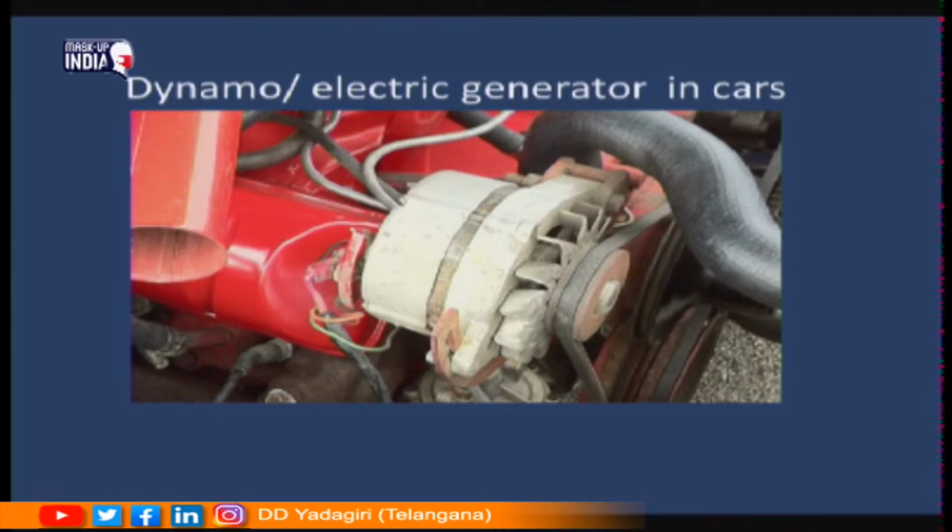Here is a generator, that is a dynamo in a car. This is connected to the engine, and as the engine runs, this dynamo is rotated, and as it rotates, the magnetic field inside the coil will change. As the magnetic flux linked with the coil changes, current is induced, and as it is connected to a battery, the battery gets recharged, and then from there the lamps and other devices will be supplied with electric power.